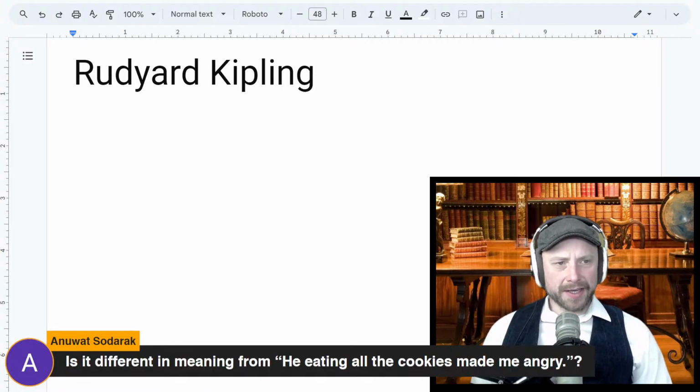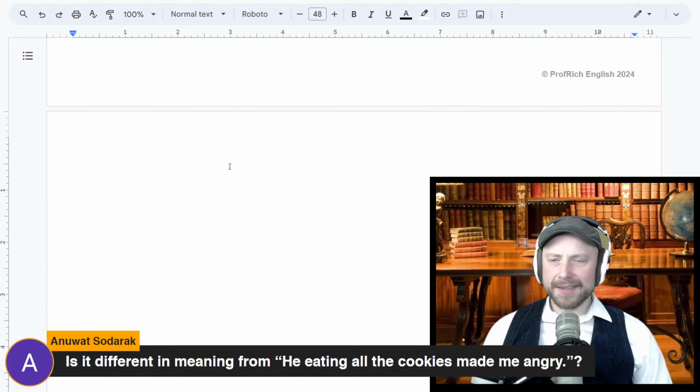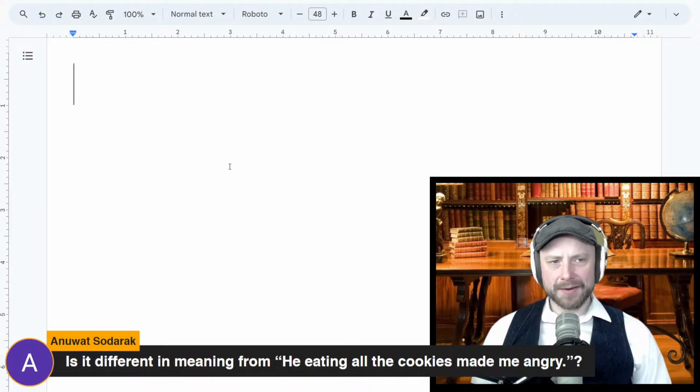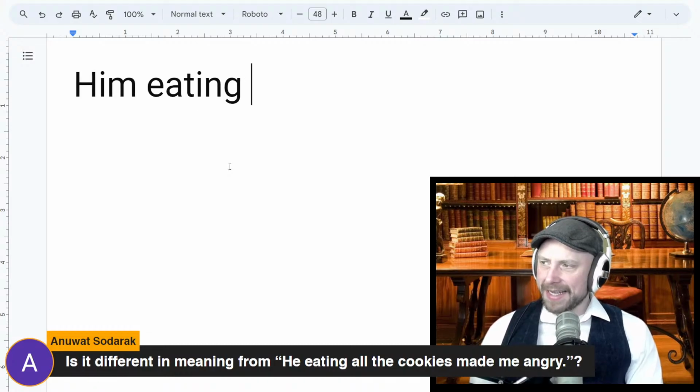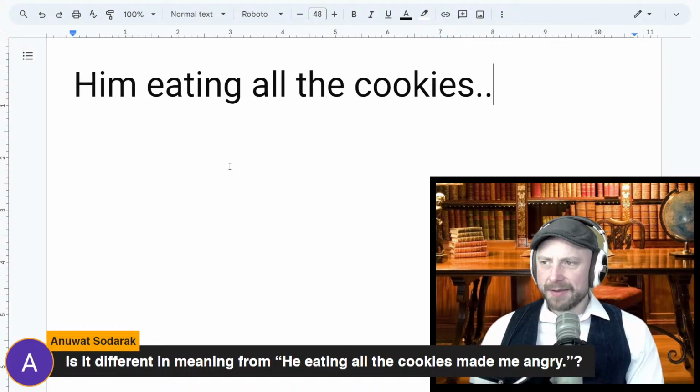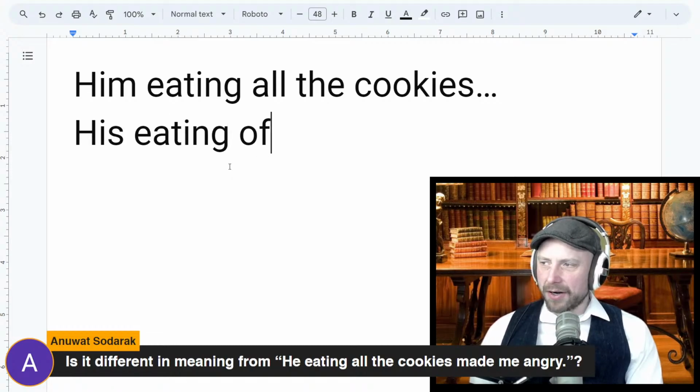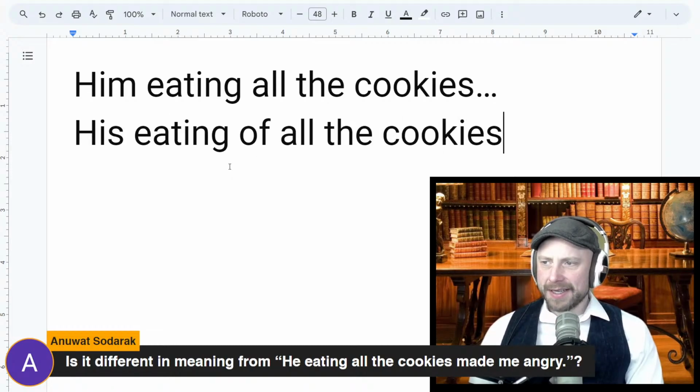He eating all the cookies made me angry. It doesn't quite sound right, that. Yeah, you can't really say that. You can say him eating all the cookies made me angry. Or you can say his eating of all the cookies made me angry. But he eating actually doesn't work. That's wrong.